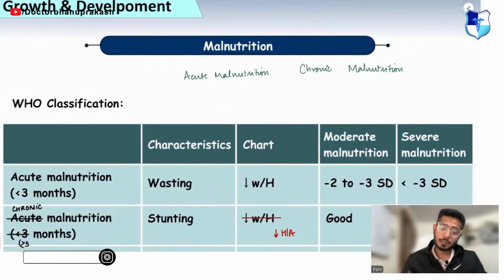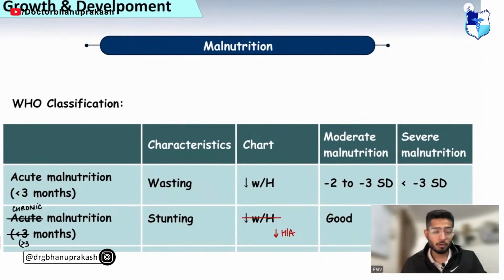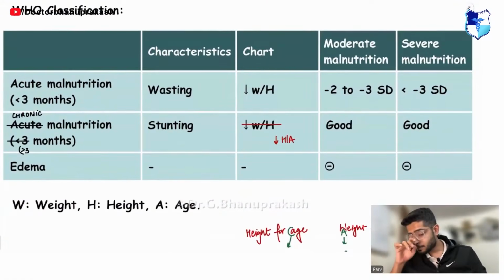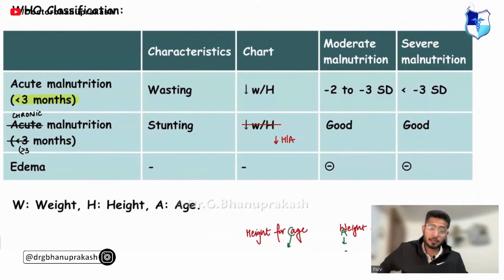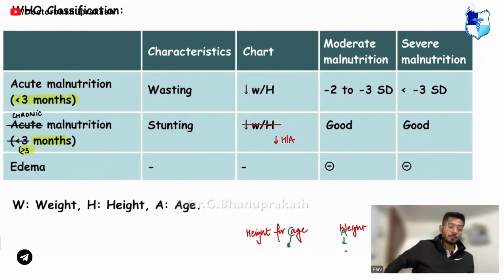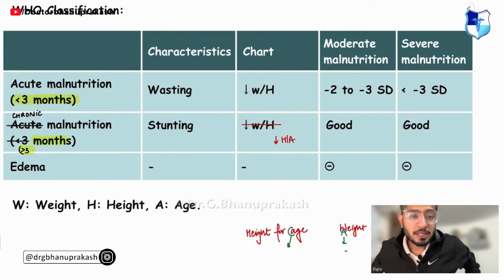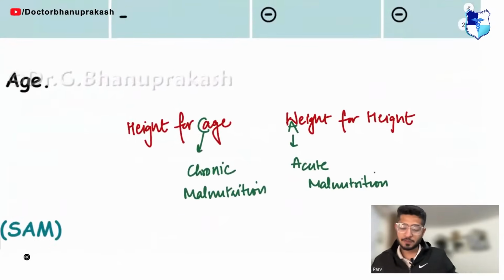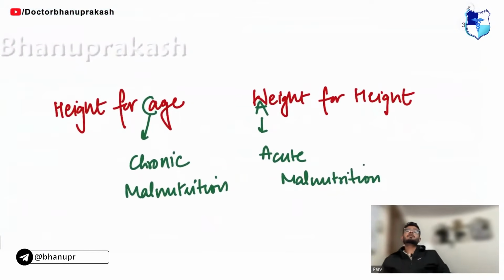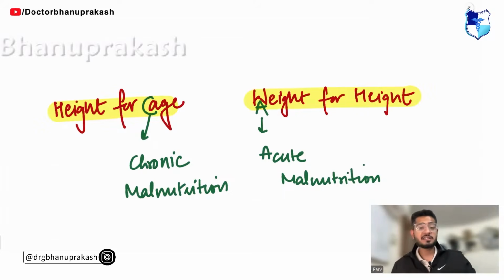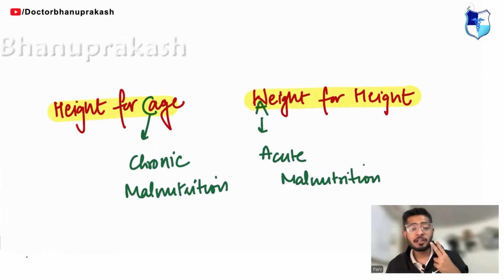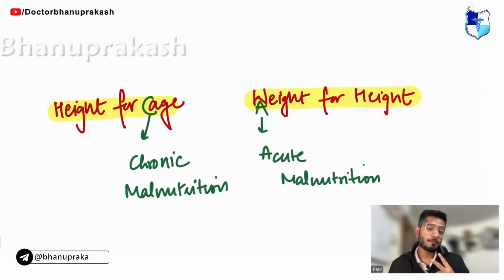Coming on to malnutrition. You know that there are two types of malnutrition: acute malnutrition and chronic malnutrition. Remember, as per WHO, acute malnutrition is something that is for less than 3 months, and chronic malnutrition is for more than 3 months. So just remember what you are going to see acutely and what you are going to see chronically. There are two parameters which you have to understand: height for age and weight for height. These are the two important parameters.